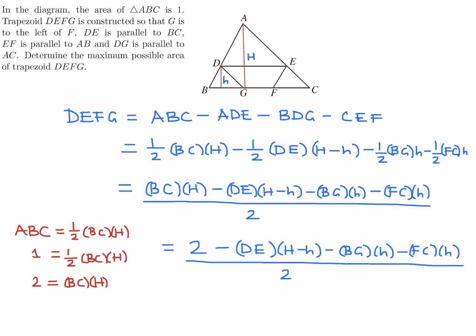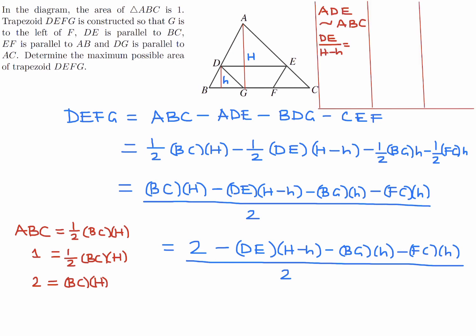The first similar triangle relationship, I'll do it up here to be close to the diagram, is triangle ADE is similar to triangle ABC. So ADE is this guy, and ABC, of course, is the full triangle. And from that, you get the following relationship, that DE over BC is equal to (H minus h) over H. You can clearly see that DE over this height, which is big H minus small h, is equal to the big base over the big height.